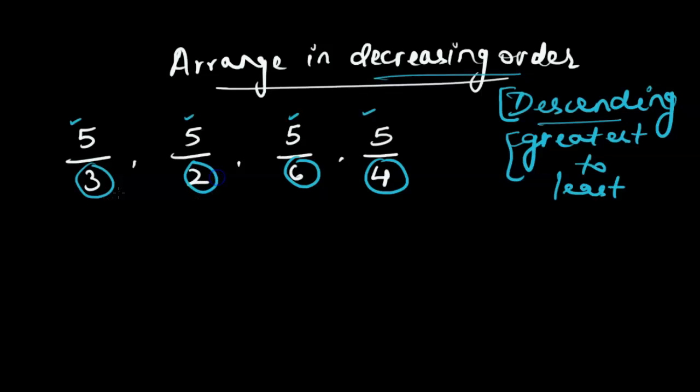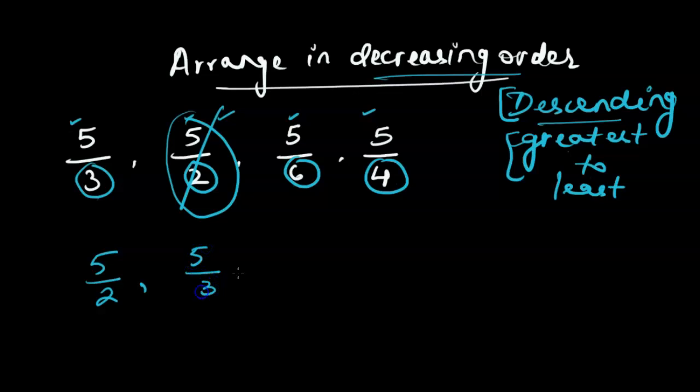2 is the smallest, so fraction that is greatest is 5 over 2. We have to arrange from greatest to least, so greatest goes first. We'll put 5 over 2 first. This is gone. Next we have to compare 3, 6 and 4. Out of 3, 6 and 4, 3 is the smallest. So 5 over 3 goes next. Cut this out. Then we compare 6 and 4. 4 is a smaller denominator, so it is a greater fraction. So we write down 5 over 4 the next. And then the last is 5 over 6. And this is how we arrange fractions in descending order if we have the same numerator.